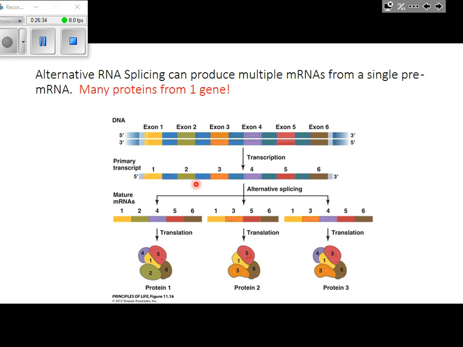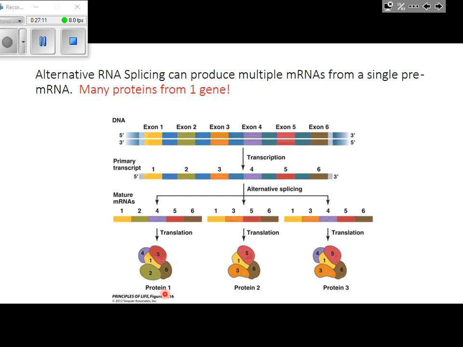When that editing takes place, one way to edit this would be to remove all of the introns and put all of the exons together, or at least most of the exons together. You can see they actually left out exon number 3. So this time we spliced together exons 1, 2, 4, 5, and 6. So this would be a final edit that could be released from the cell. The ribosome would read this and build this protein. And this protein has some function that it has to do inside the cell.